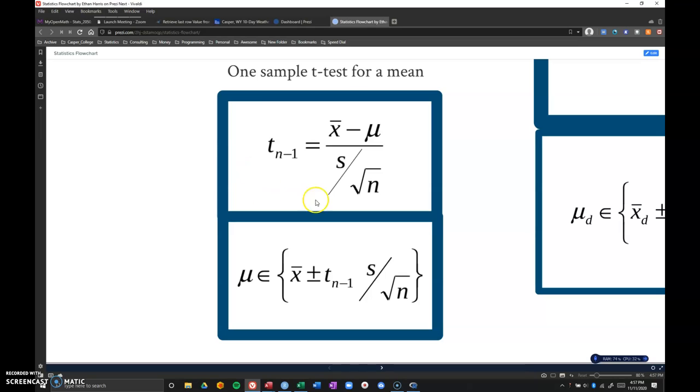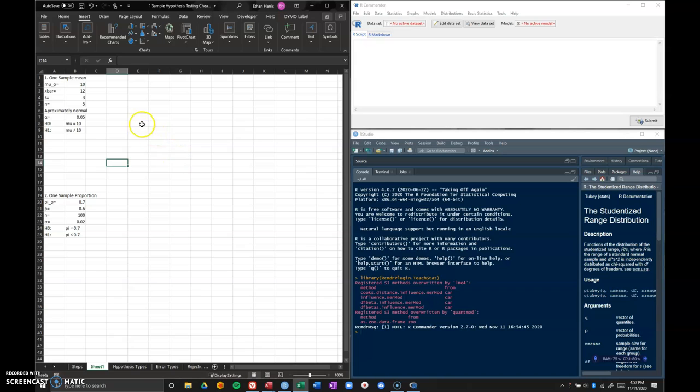This is the equation that we need: x bar minus mu, divided by s divided by the square root of n. That'll get us our test statistic. Most people have been doing a really good job getting our test statistic, but let's go ahead and grab that real quick. We know that t equals x bar minus our hypothesized mean, divided by s divided by the square root of our n. That should give us our t value.